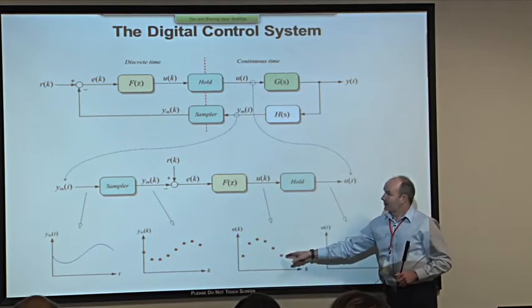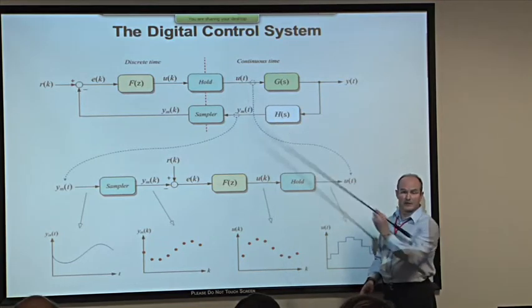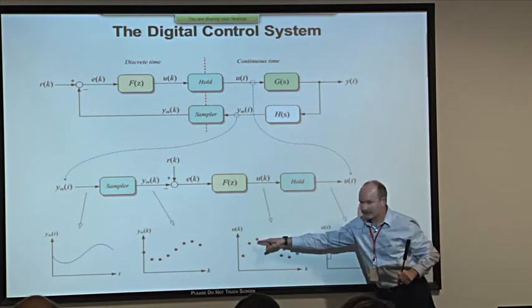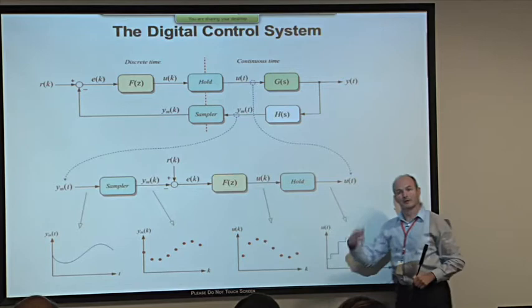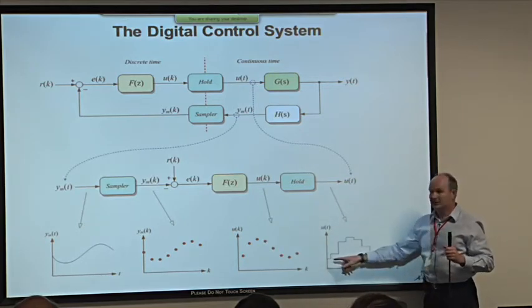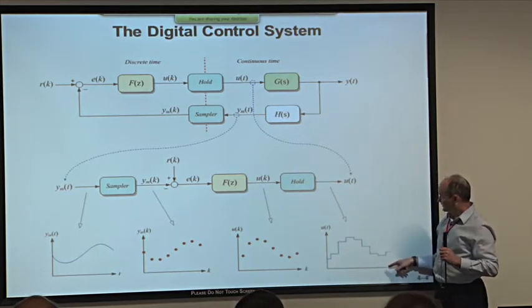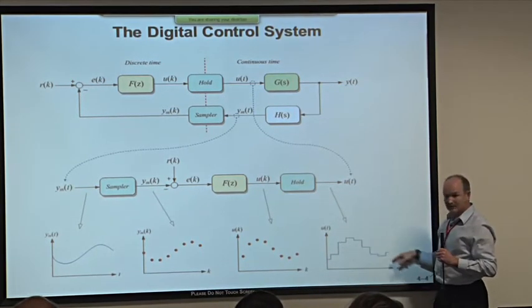Now, we can't send that out to the plant. That doesn't make sense. This has got to be a continuous function of time again. So we need to fill in the blanks between each consecutive sample, and that's done by various techniques, the most common of which is through the zero-order hold. We create a stepwise function between the different points, so we end up with this sort of steppy thing over here.